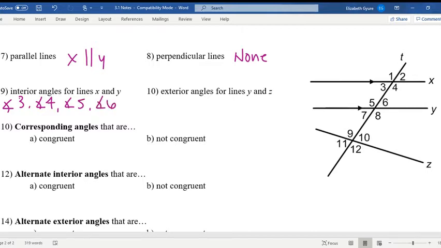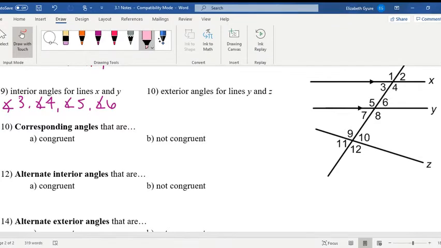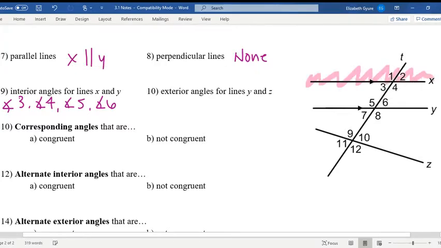All right. Exterior angles for lines Y and Z. So it's telling you specifically to look at just Y and Z, right? If it's telling you a specific place to look, ignore your other information, right? Anything that's attached to line X does not help us with this problem. So if you're only looking at lines Y and Z, angles 1, 2, 3, and 4 don't apply because they're attached to line X. So what would maybe be on the exteriors of Y and Z?